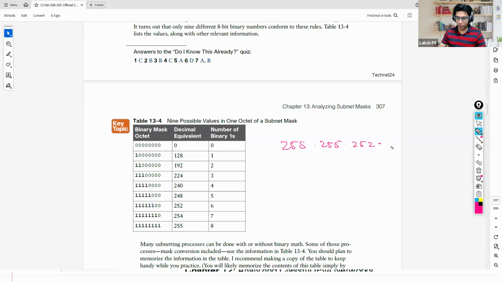Now, if I write an address mask like 255.255.252.0, for example, what can I write as the slash? I have 8 ones here, 8 ones here, then 252. For 252, you have 6 ones. So 8 plus 8 is 16, 16 plus 6 is 22. So you can write this address mask as /22 as well.